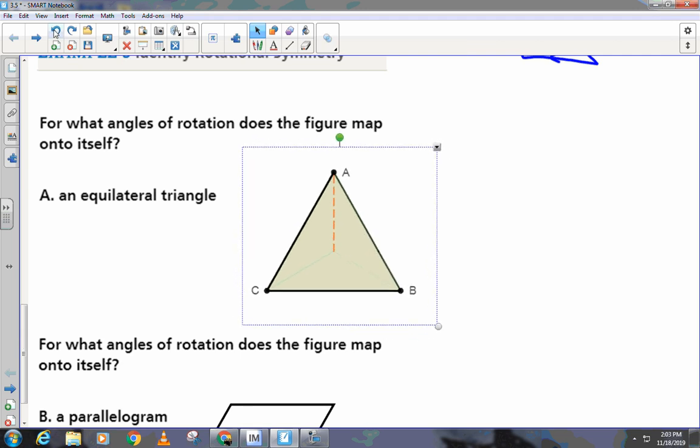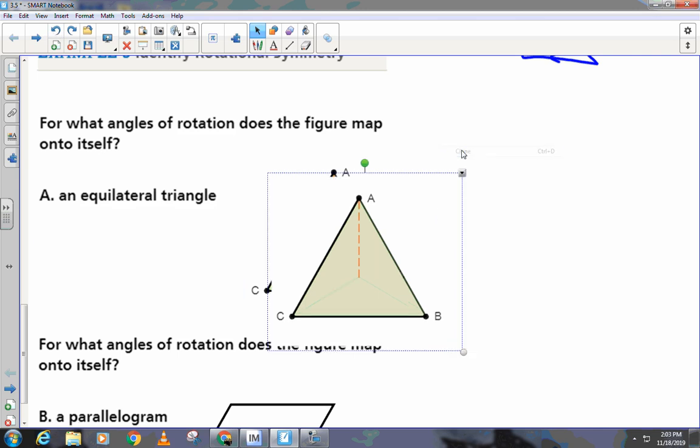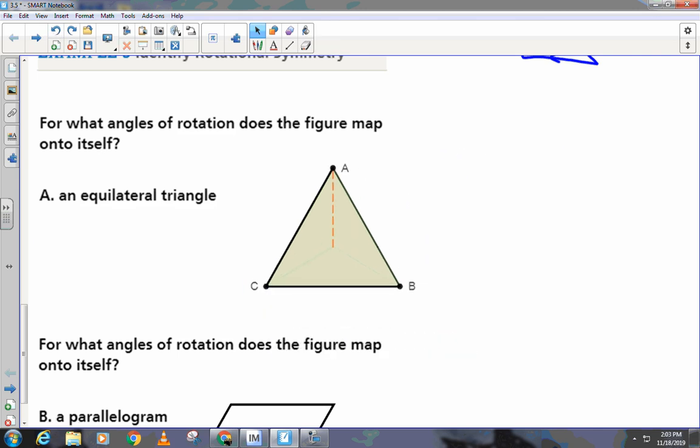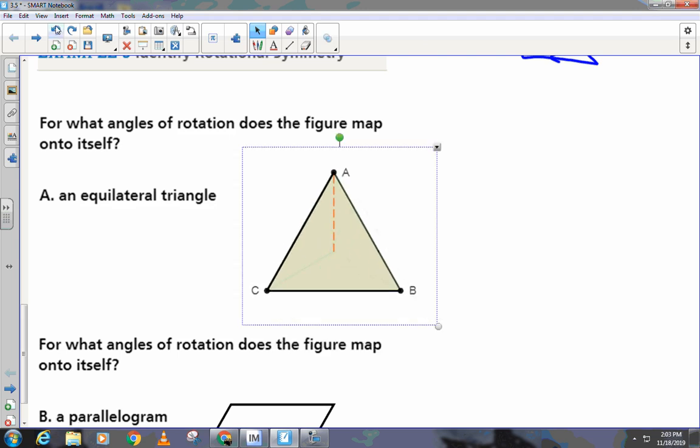Okay, so let's look at this. This one says, for what angles of rotation does the figure map onto itself?